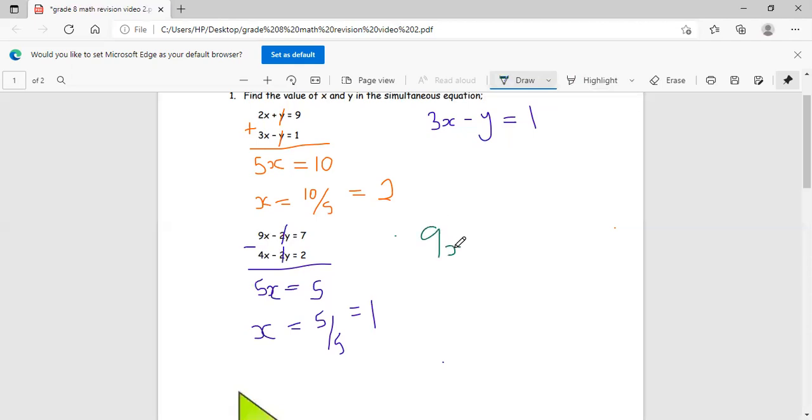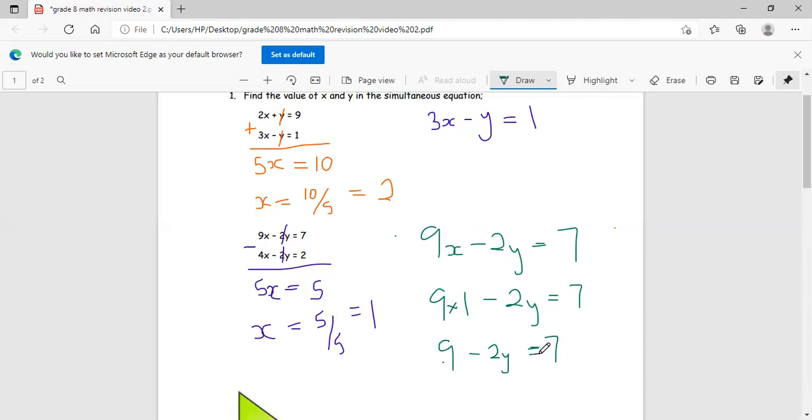9x minus 2y is equal to 7. Right? I found my x to be 1 already, so I put that here. 9 multiplied by 1 minus 2y is the same thing as 7. Can you see now? So 9 multiplied by 1 is 9. So I still have 9 minus 2y is the same thing as 7.